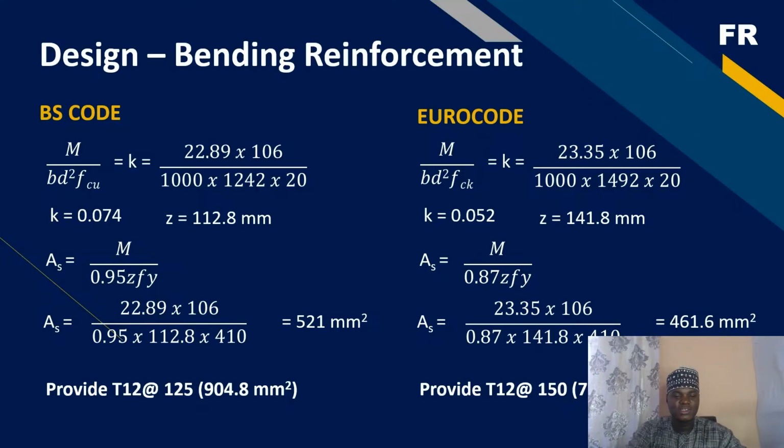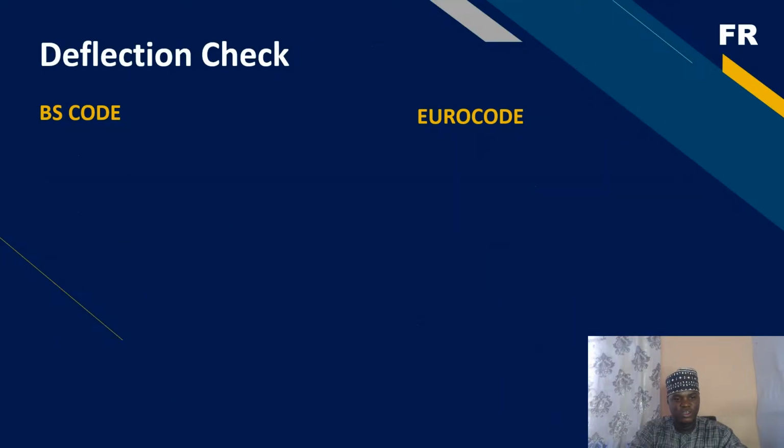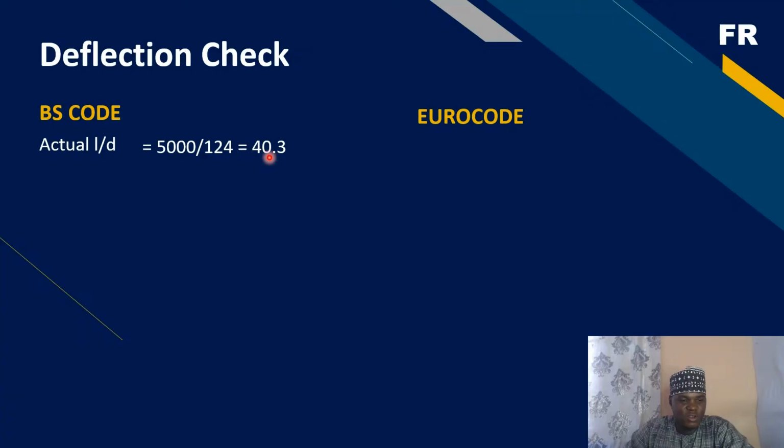Now the critical part of the design, which is the check for deflection. To check for deflection, according to the BS code, the first thing we have to establish is the actual length to depth ratio. The short span is what we are going to be using. The short span is 5 meters. The depth is 125 effective depth. So we have 40.3. What we want to achieve here is that the limiting ratio from the code must be greater than this actual ratio for the deflection to be okay.